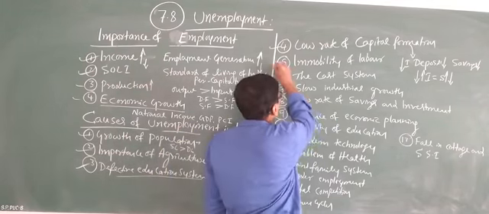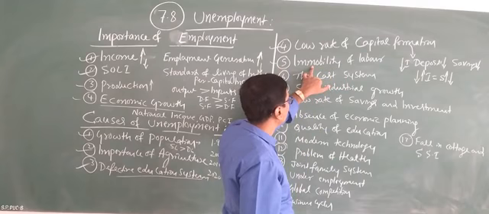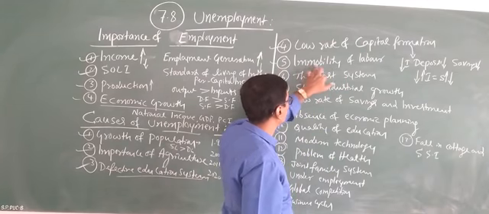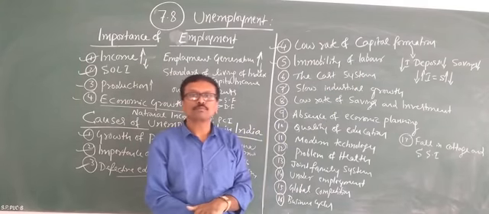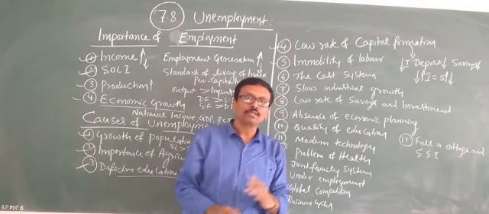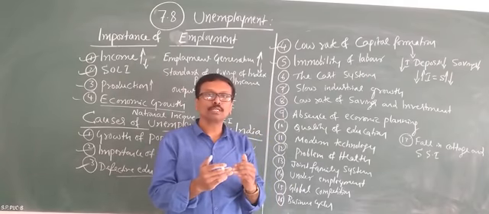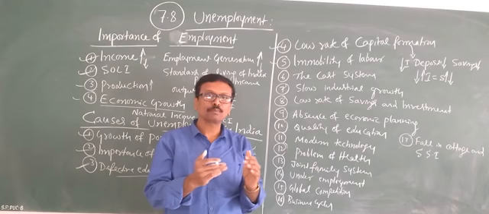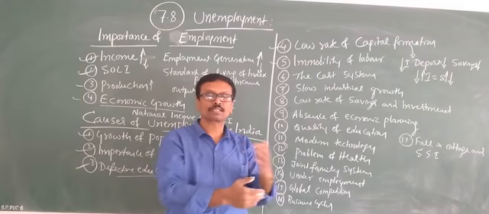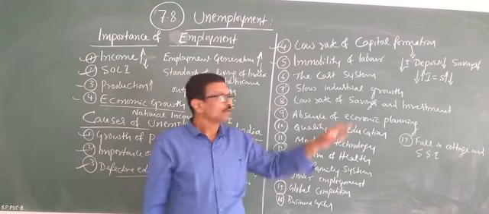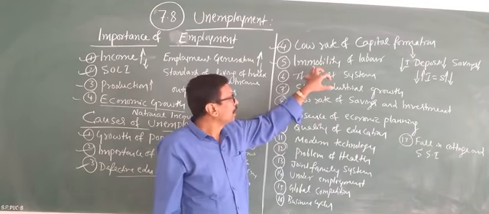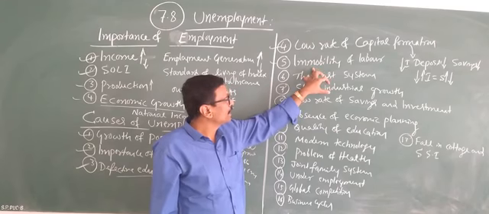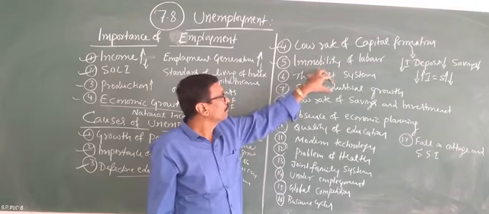Then immobility of labor. I think the labor force cannot be easily moved from one place to another place. It is also one reason why unemployment is more in the Indian economy. The labor force cannot move from one place to another for searching new jobs. So immobility is also one reason the unemployment problem gradually increases in the Indian economy.